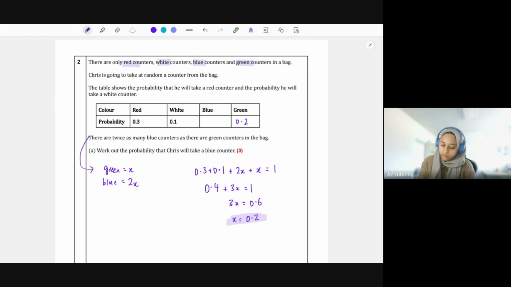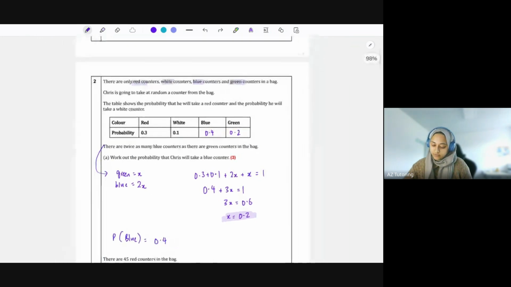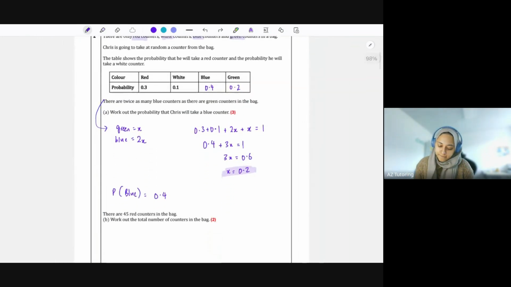We don't want green, we want blue, where blue is 2X, so 2 times 0.2. That's 0.4. So the probability of getting a blue counter is 0.4. You can always check your answer: these 4 numbers should add up to 1, and blue should be double the probability of green. 0.3 add 0.1 is 0.4, add 0.4 is 0.8, add 0.2 is 1. So I'm confident that's my answer.